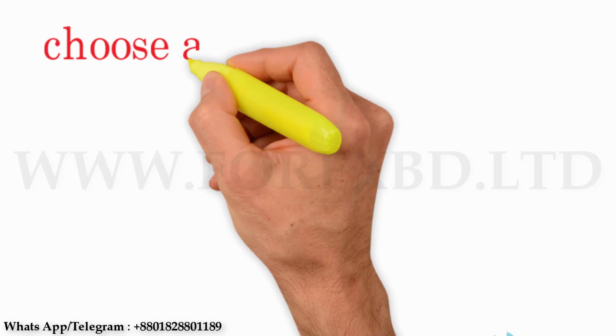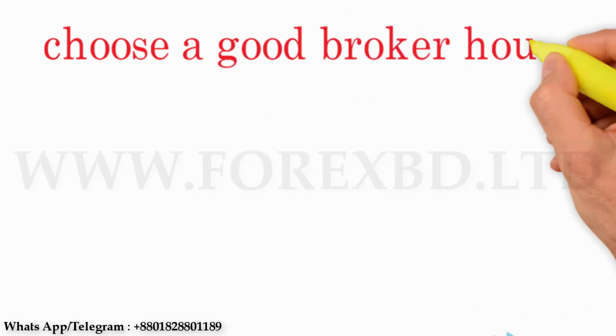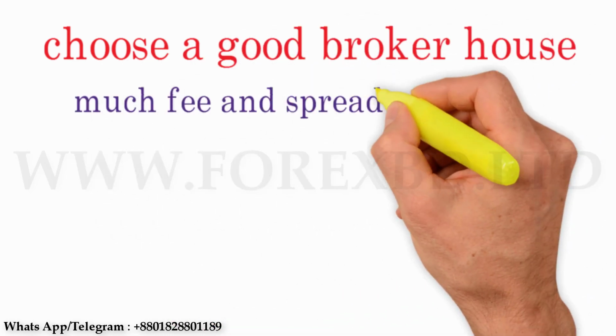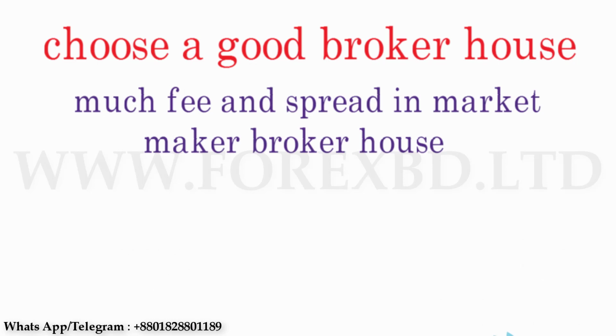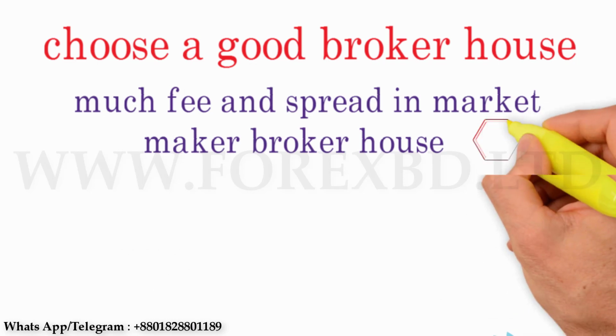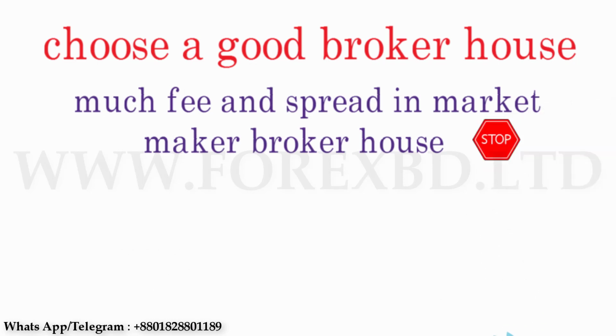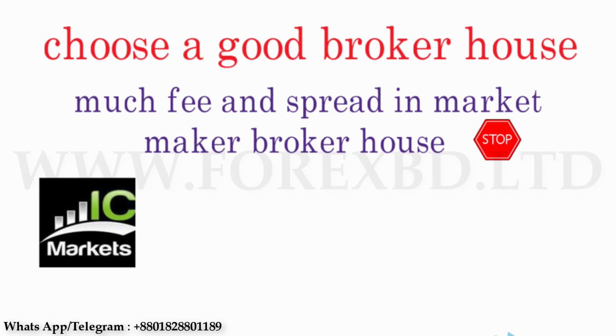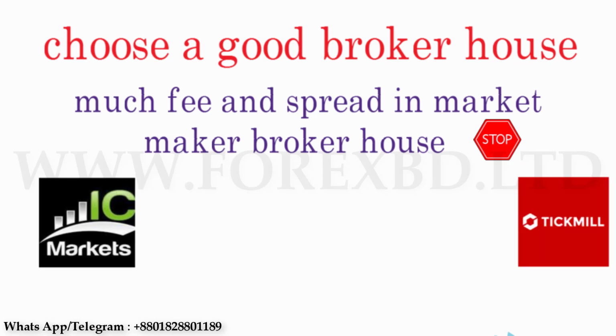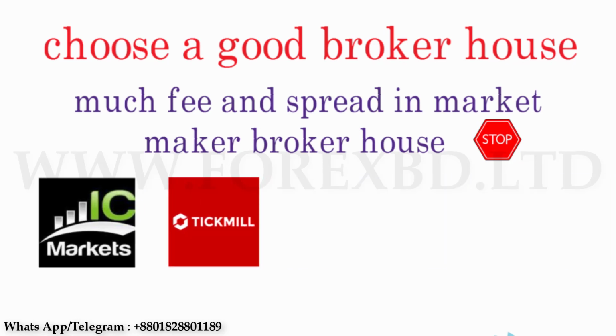For gaining profit, you have to choose a good broker house, because market maker broker houses have much spread and fees. You will finish yourself by paying their fees and spread. So create your account with a good broker. We suggest some brokers. The first one is IC Markets, the true ECN. The second one is Tickmill, they have zero spread. The third one is Light Forex, a right broker in the Forex market.